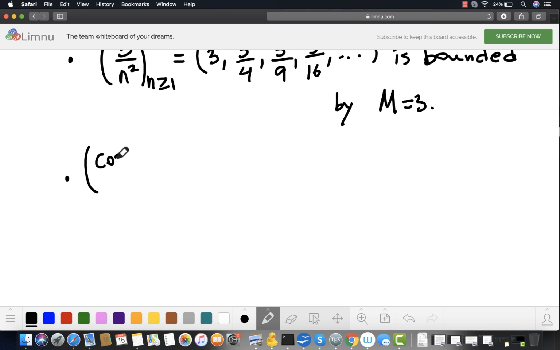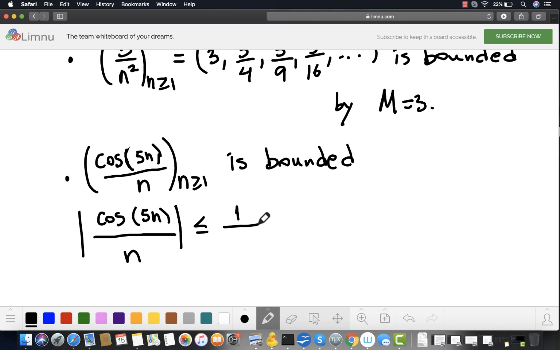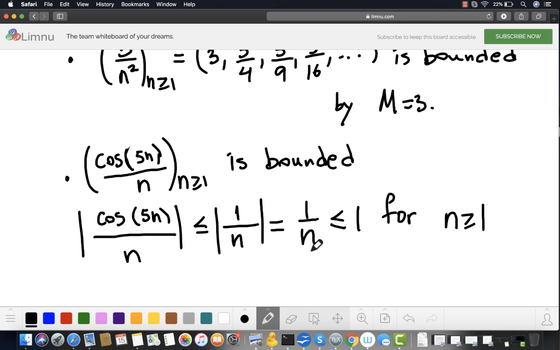Let's look at this sequence: cosine 5n divided by n. This is a bounded sequence because you can take the absolute value of each term and show that it's less than 1. So cosine 5n over n is certainly at most 1 over n, because cosine of anything is at most 1 in absolute value. So we just get 1 over n because n is positive. And 1 over n is at most 1 because my n is starting with 1 and onwards. So that shows that we can pick M to be 1 in this case. Works.